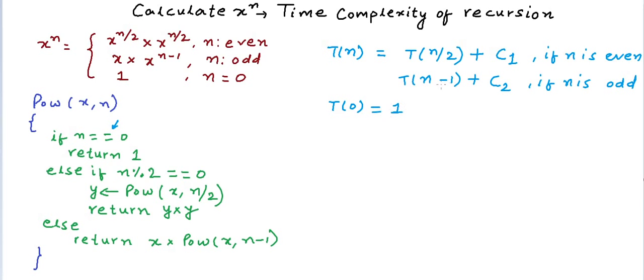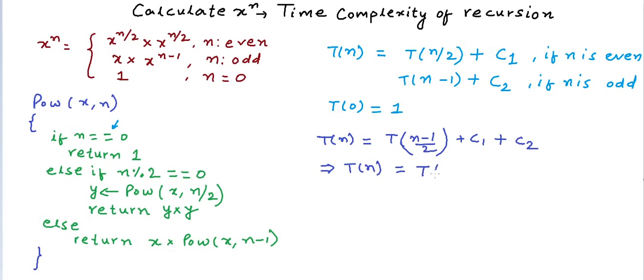Now if n is odd, then n minus 1 must be even. So for the second case, when n is odd, we can also write this as Tn minus 1 by 2 plus C1. So for the odd scenario, Tn can be equal to Tn minus 1 by 2 plus C1 plus C2. Now if n is an integer and we take only the integral part, then we can also write this as Tn by 2. Tn minus 1 by 2 is Tn by 2 if n is always odd. And we can write this C1 plus C2 as some other constant C.